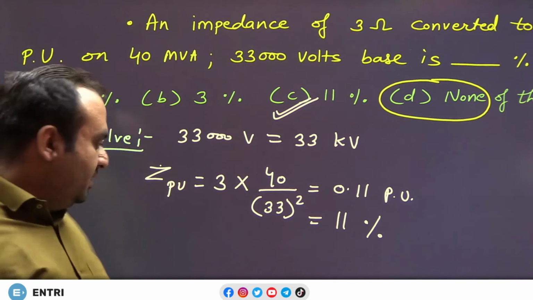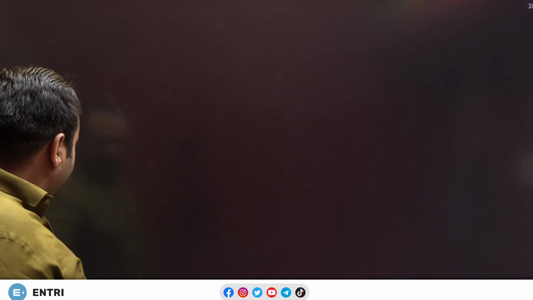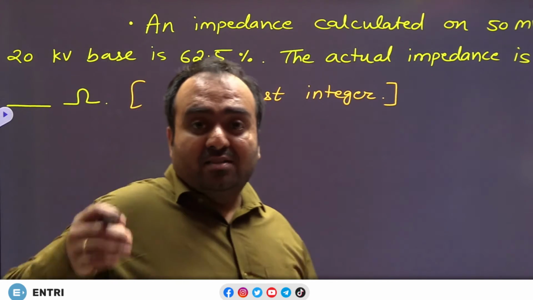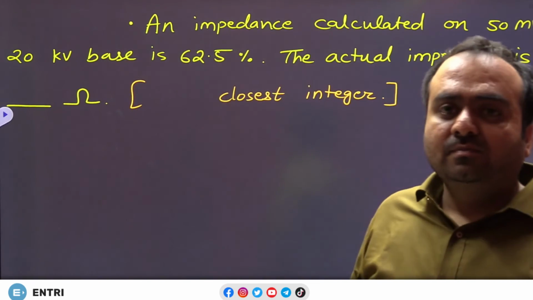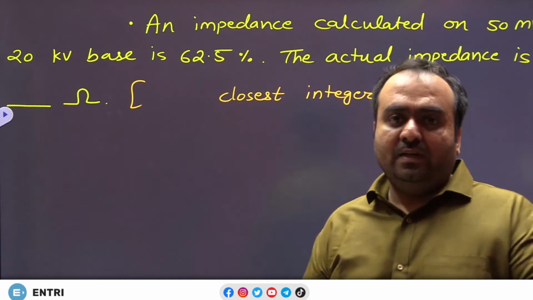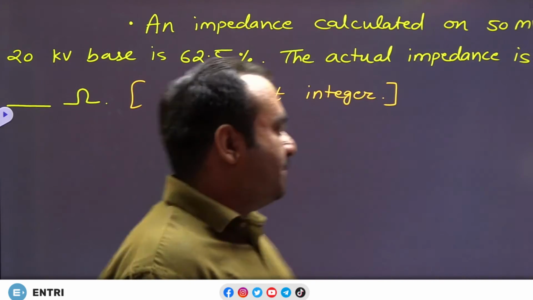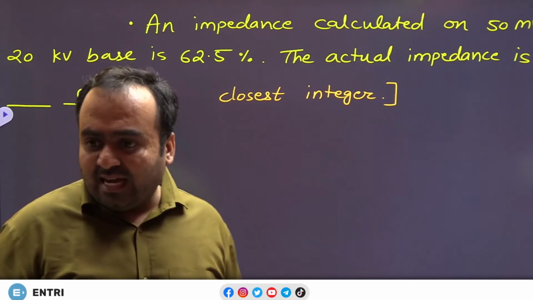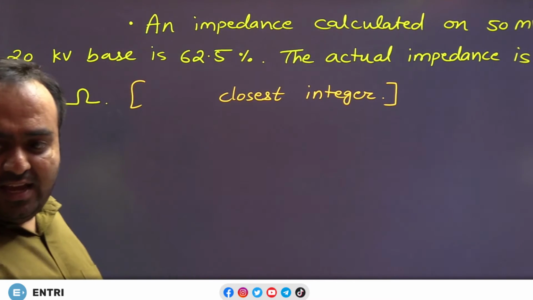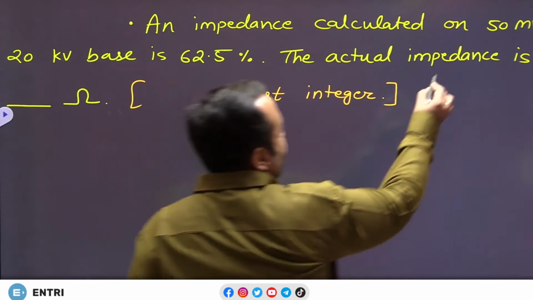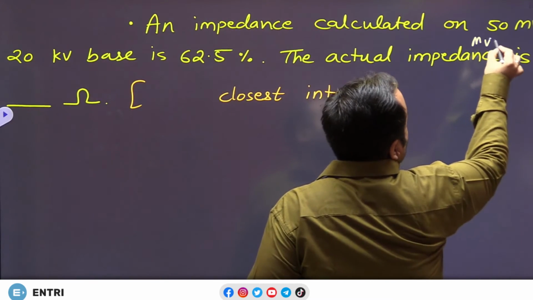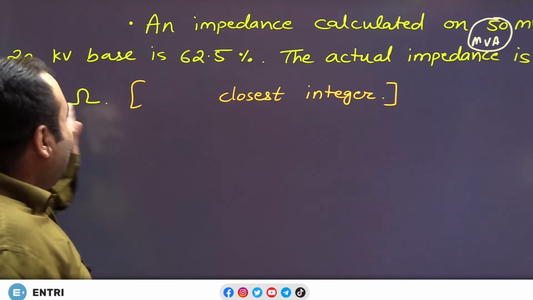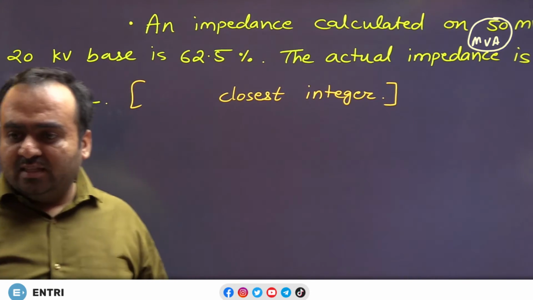Moving ahead to the next question. Pause the video at the appropriate time. Pause it here. Solve it. So what's the question? Let us see. An impedance calculated on 50 MVA, 20 kV base is 62.5%.